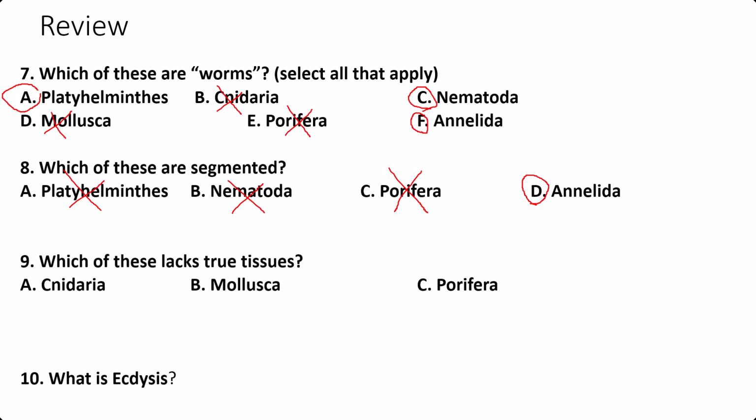So 8 is D. Number 9, which of these lacks true tissues? Cnidaria, jellyfish, has true tissue. Mollusk is slug, snail, squid, etc. That has true tissues, but the sponge does not have true tissues. And then number 10, ecdysis is the fancy word for molting.